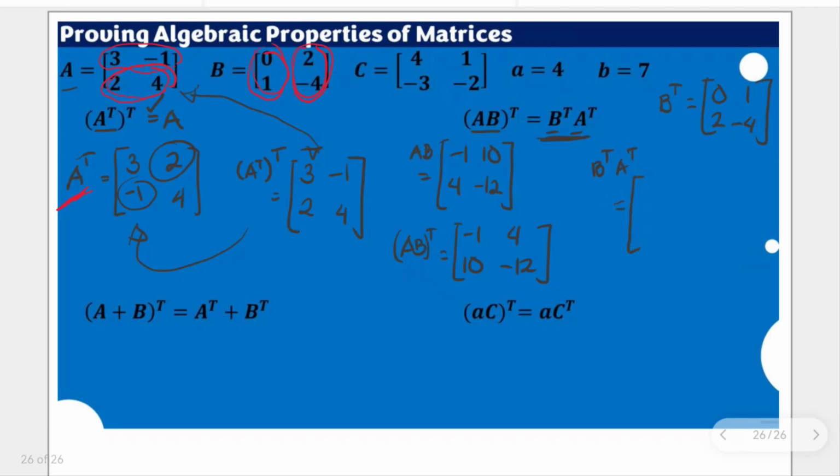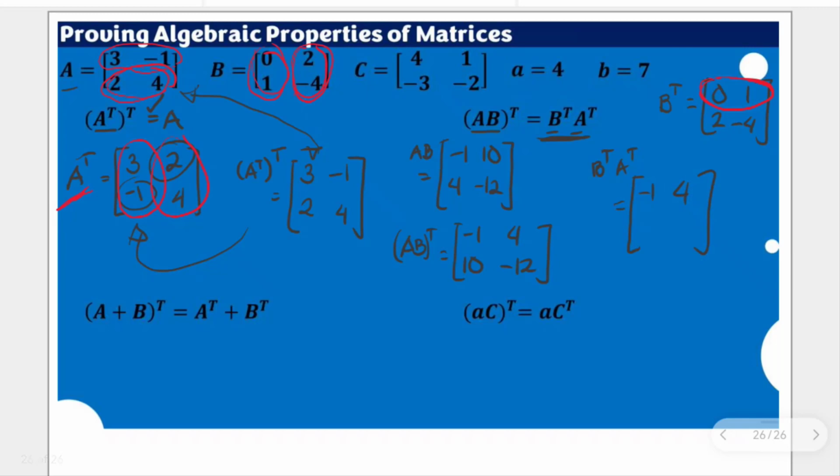This means that the row of B will be multiplied to the column of A. 0 times 3 is 0. 1 times -1 is -1. So probably we're going there. We have the same first entry. Next, the same row will be multiplied to the second column. 0 times 2 is 0. 1 times 4 is 4.